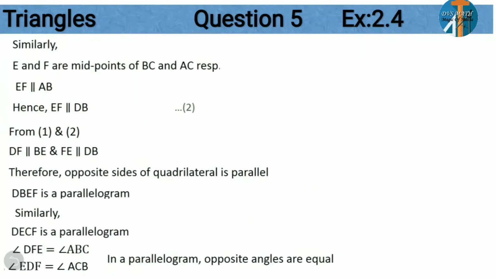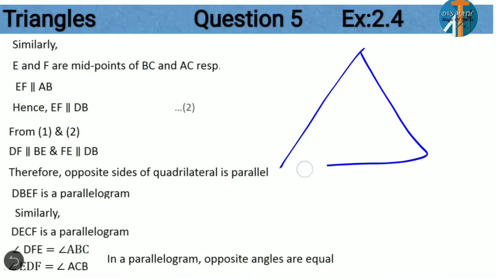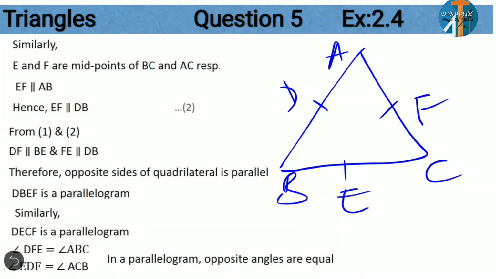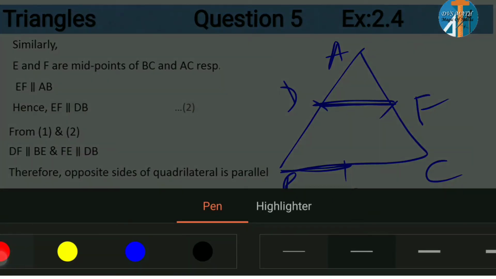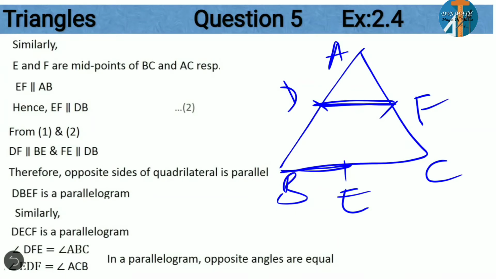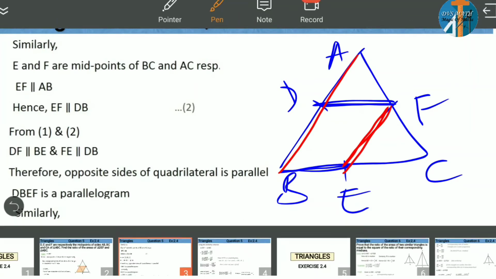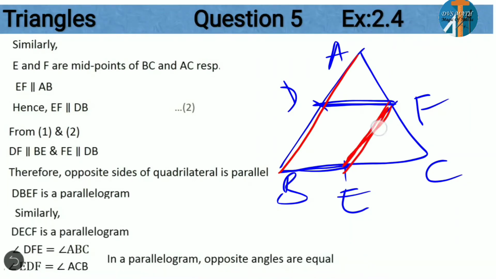And similarly, if I consider triangle ABC with D, E and F. In the first case, DF is parallel to BE. In the same way, if I consider the next one, that is EF, if I join this EF, this EF is parallel to AB also, and D is a midpoint dividing AB into AD and DB. So the same thing here, EF is parallel to DB also.